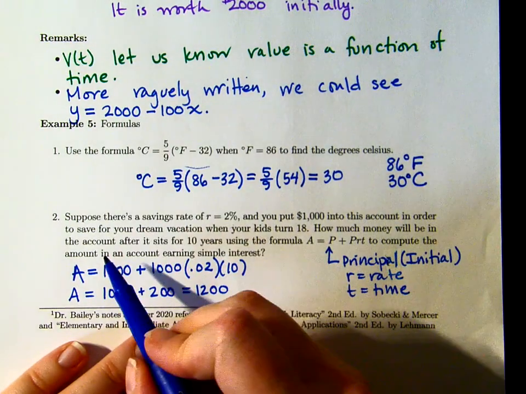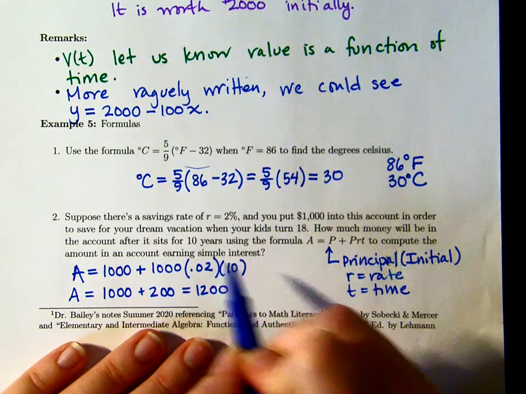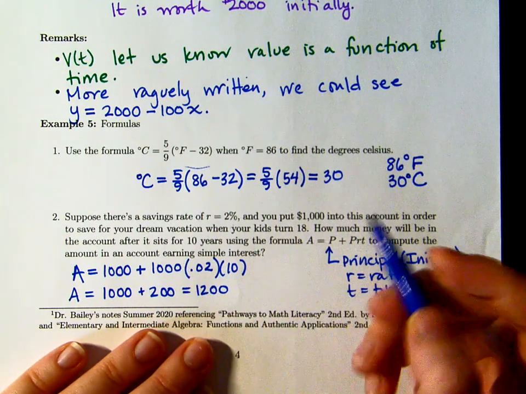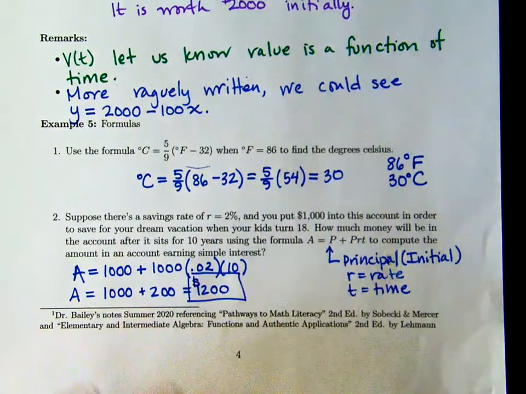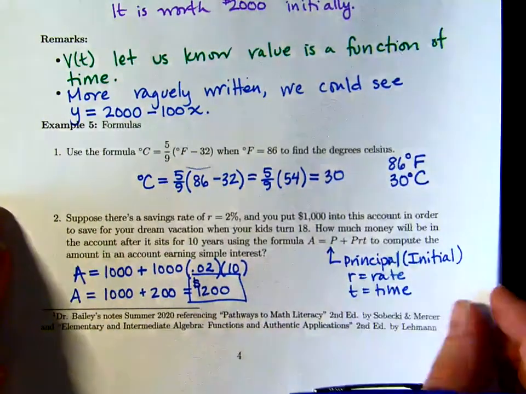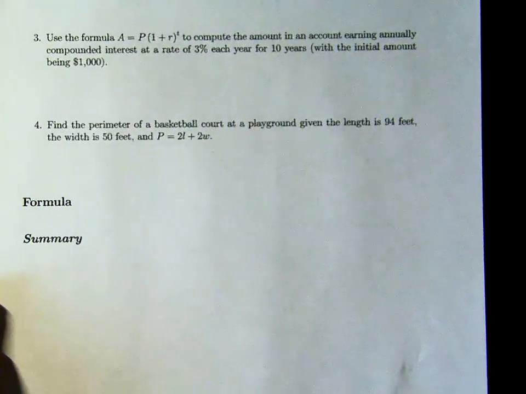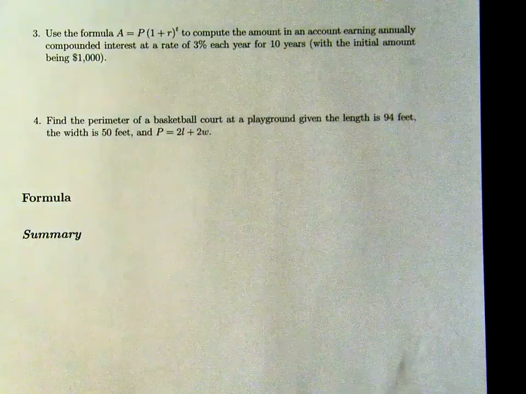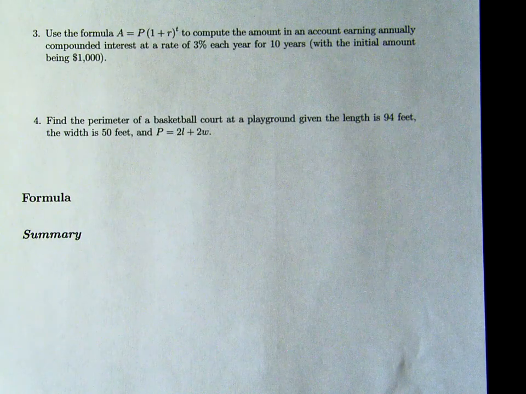So, how much money will be in the account after it sits for 10 years, earning simple interest? Here it is, $1,200. I do not feel like that is enough for the dream vacation after raising your kids for 18 years.